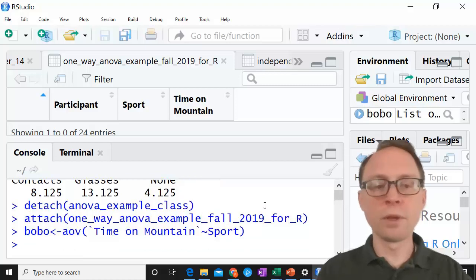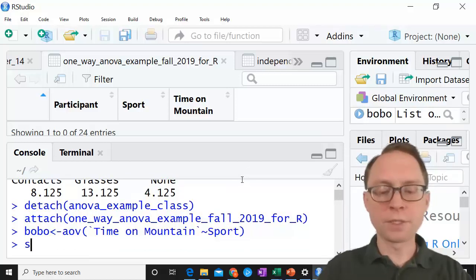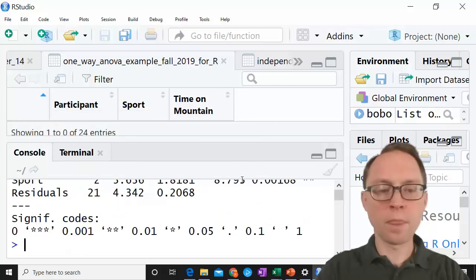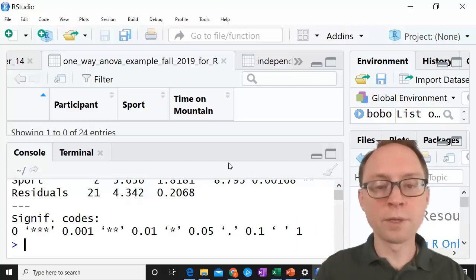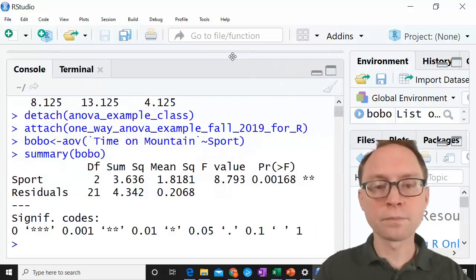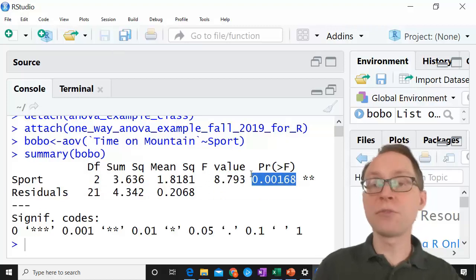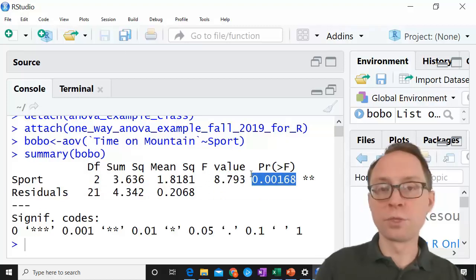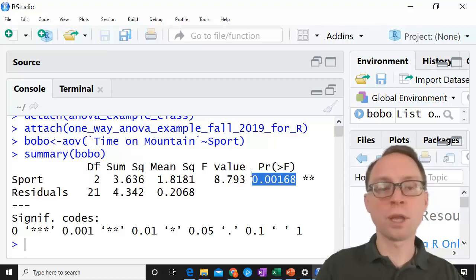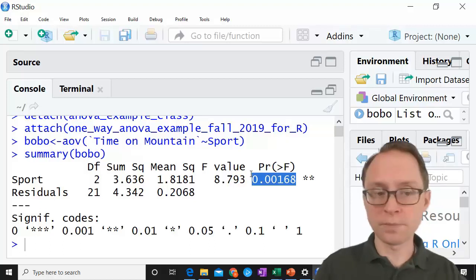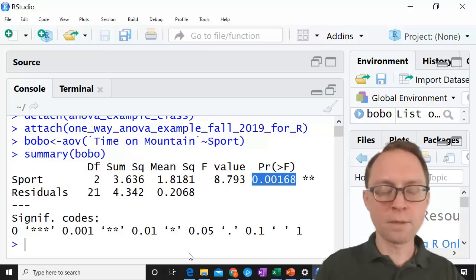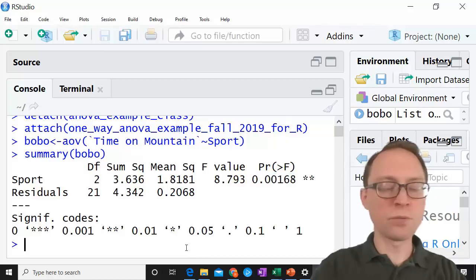Now, if you remember, when we look at these data, we have to say summary of Bobo. And here's what I get. Let's make this bigger so you can see it. This F statistic and this probability of that F statistic are saying there's a significant difference between those three groups. There's a significant difference between skiers, snowboarders, and neither, but it's not telling us what it is. So let's look at the means, just to remember.